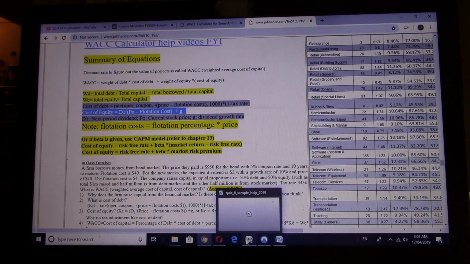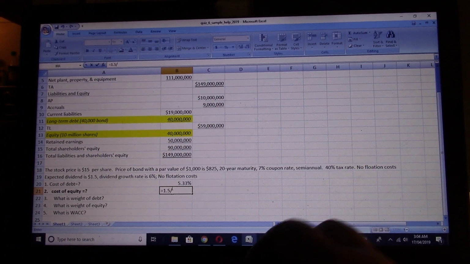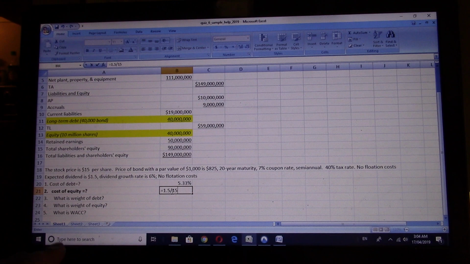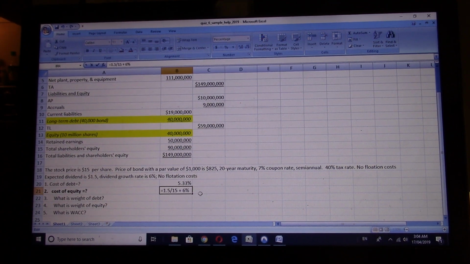So there's no flotation cost, so it should be D1 1.5 over P0 15 plus growth rate 6%. So this should be the cost of equity. There's no flotation cost. You don't have to subtract flotation cost from the price.